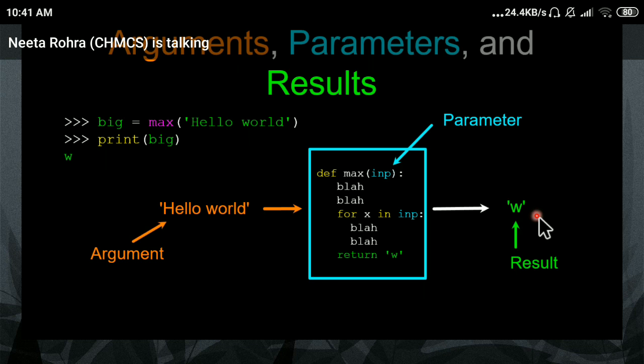Great. So we have seen what are arguments, what are parameters, and what are results. Am I clear? What the user world passes is your argument. What the function takes is called a parameter. What output comes is your result. So the nomenclature is this.